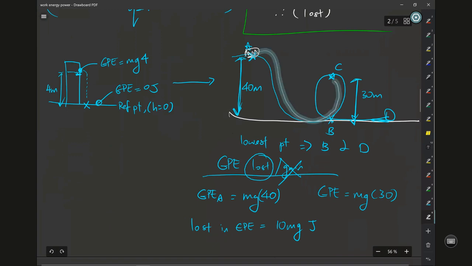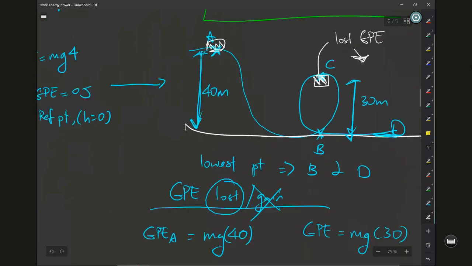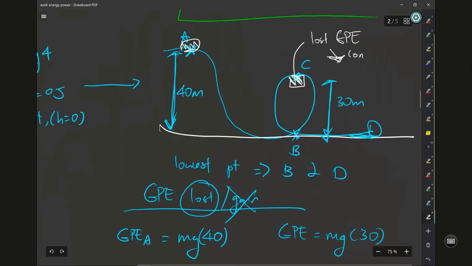At this junction, when the roller coaster is here, then we know that it has lost GP. The lost GP actually converts itself into a few things. First, if there's no air resistance or friction, let's say the question asks you to neglect those, then very obviously the loss in GP converts to a gain in KE, which is why the object at this point has a certain speed.